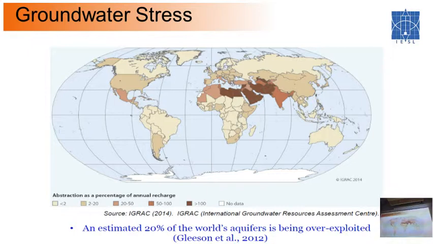This is the map of global groundwater abstraction as a percentage of annual recharge. As you can see here, in Sri Lanka we are extracting something about 2 to 20% of our annual recharge. Probably not bad, that's good. But countries like those in North Africa or the Middle East, or India, as you can see, are in danger zones. And also considering the future demand due to population growth and the effects of climate change, you can probably imagine how critical and important groundwater will be in the future, particularly in countries like this.